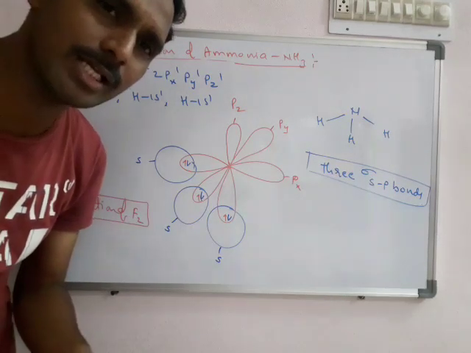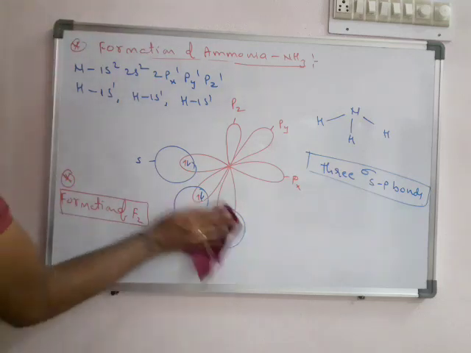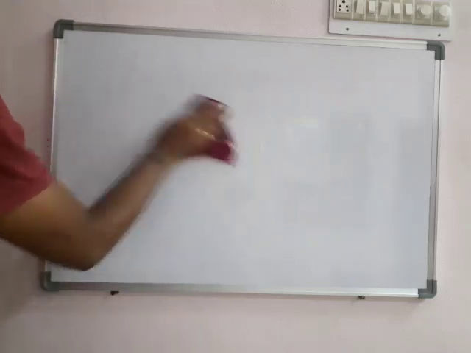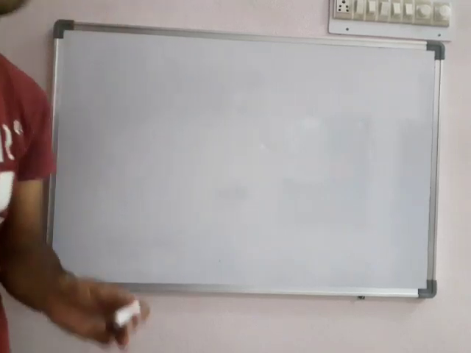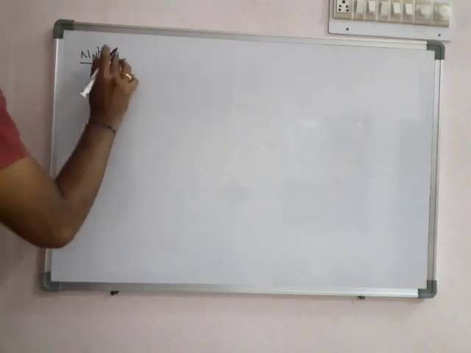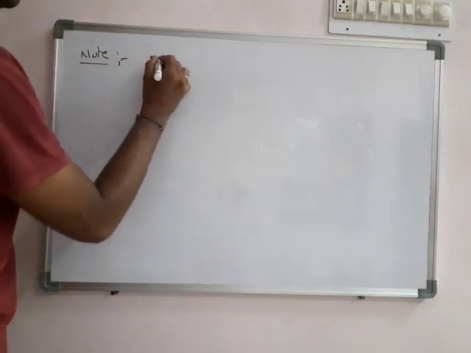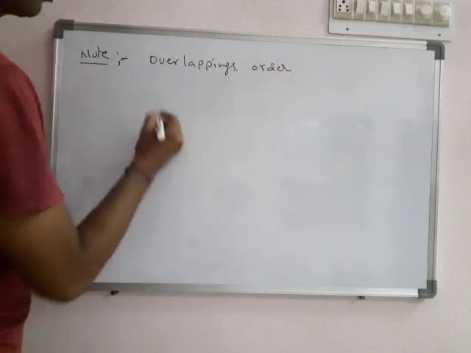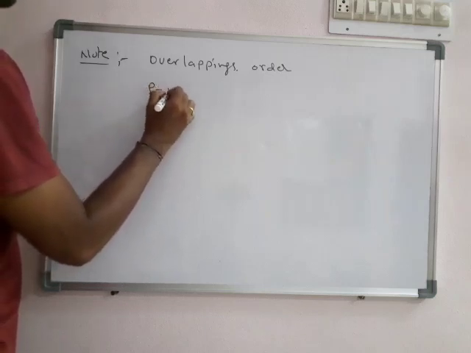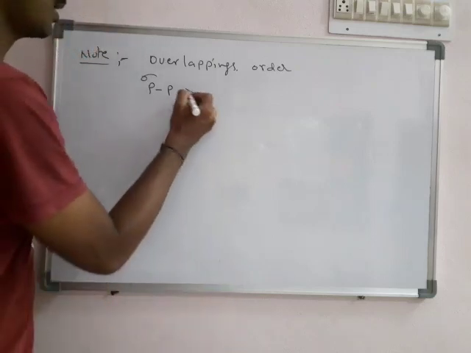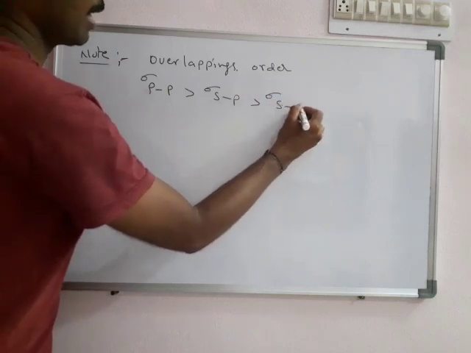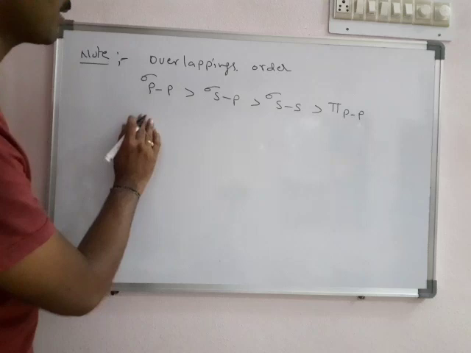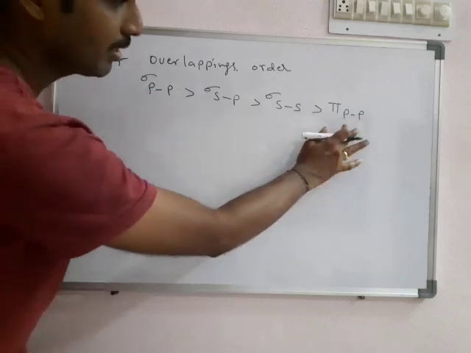By seeing all these examples, we can say that different types of overlaps are present. At the end of this theory, we can write an important note: there are different types of overlappings. What are the possible overlappings? The overlapping order can be written as follows. The pp overlapping is stronger compared to the sp overlapping. The ss overlapping is somewhat weaker. The pp pi overlapping is the least strong. So the order is: pp is stronger than sp, than ss, than the pp pi bond. Okay.